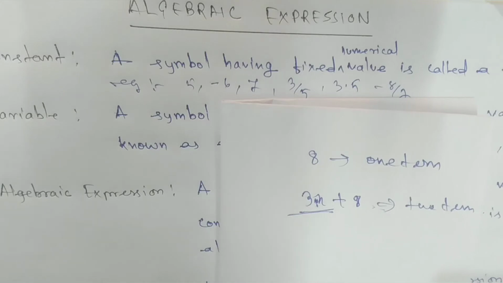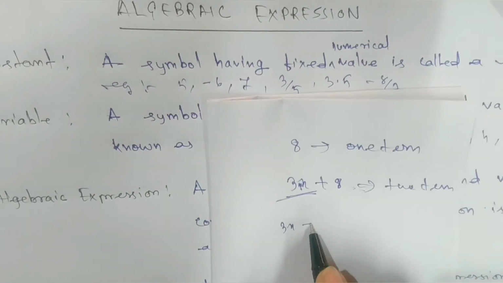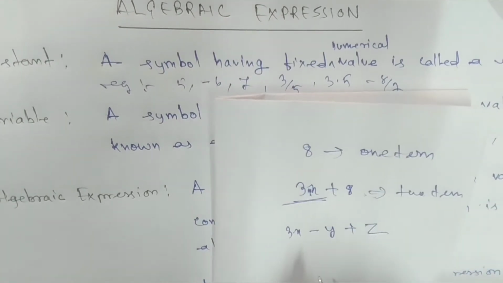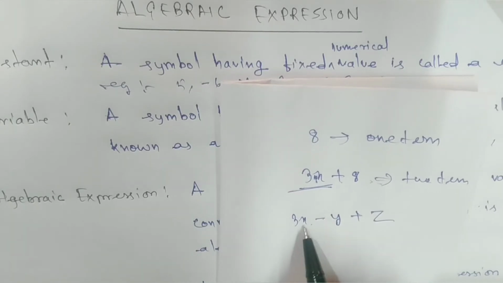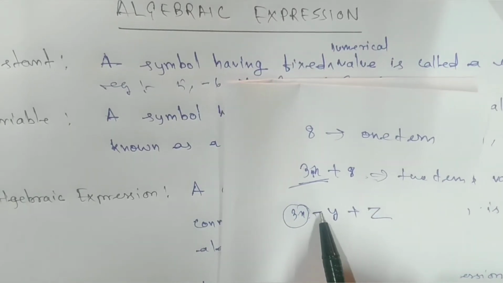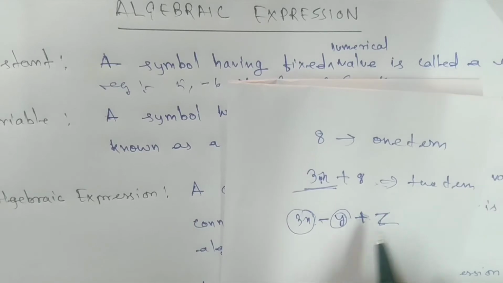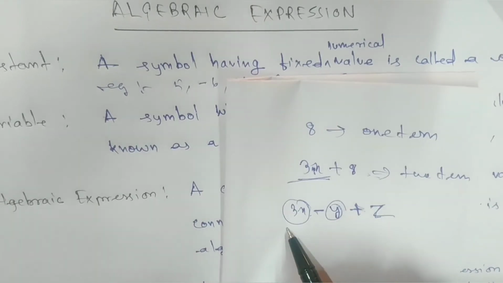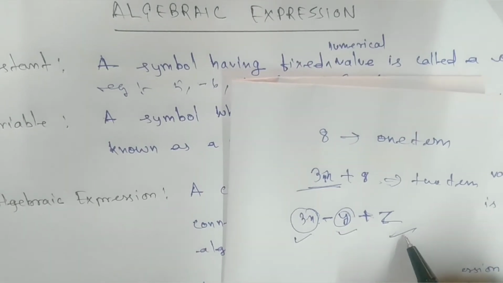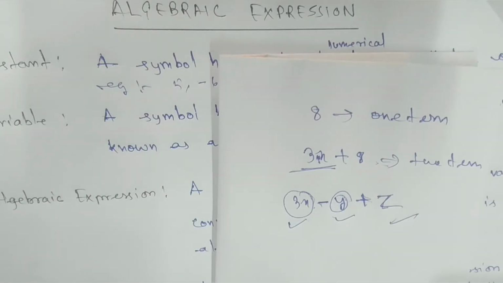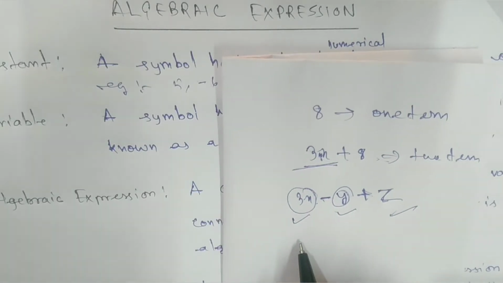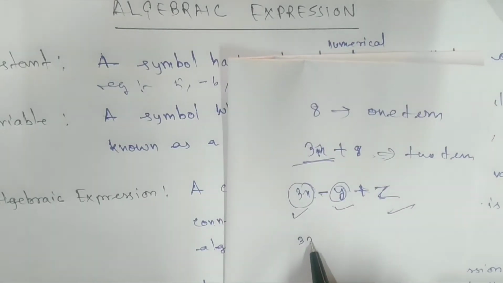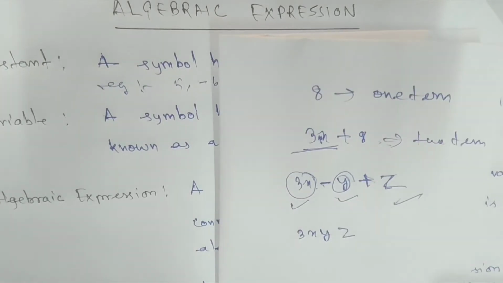algebraic expression. If I take 3x minus y plus z, you can see 3x is separated by minus and y is separated by plus. That means there are how many terms? 1, 2, 3. There are 3 terms. If I write 3xyz, can you guess how many terms are there?